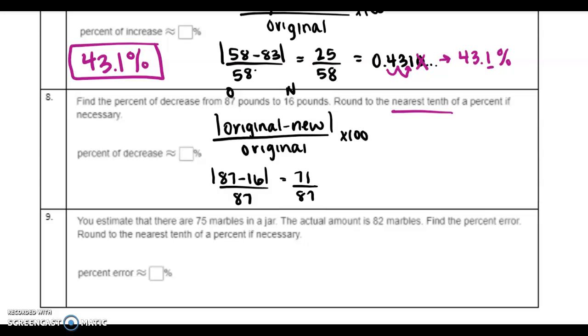Divided by 87 gives us 0.8160, and it keeps going. We need to either multiply it by 100 or move the decimal place 2 times. So this gives us 81.6, and since this is a 0, we keep the 6 as it is. And so this becomes 81.6, or 81 6/10%.